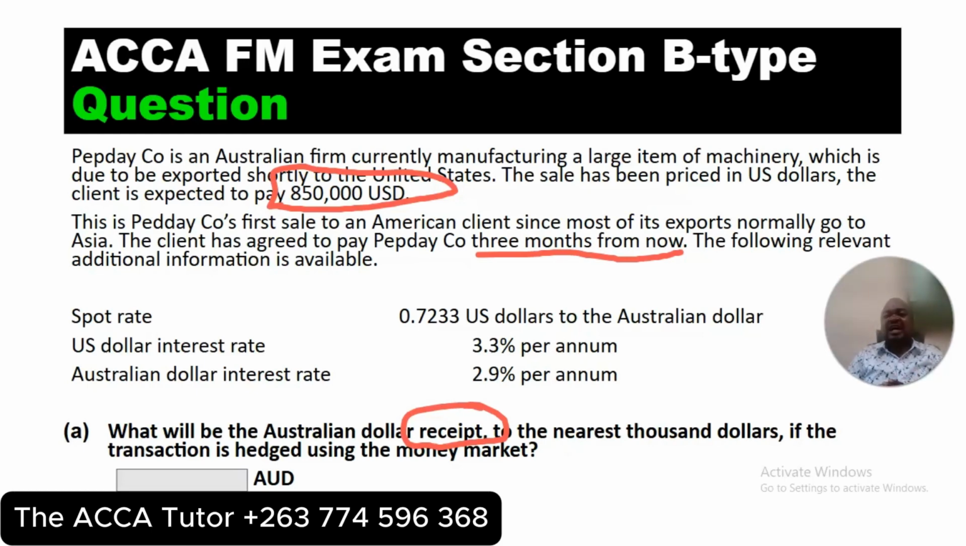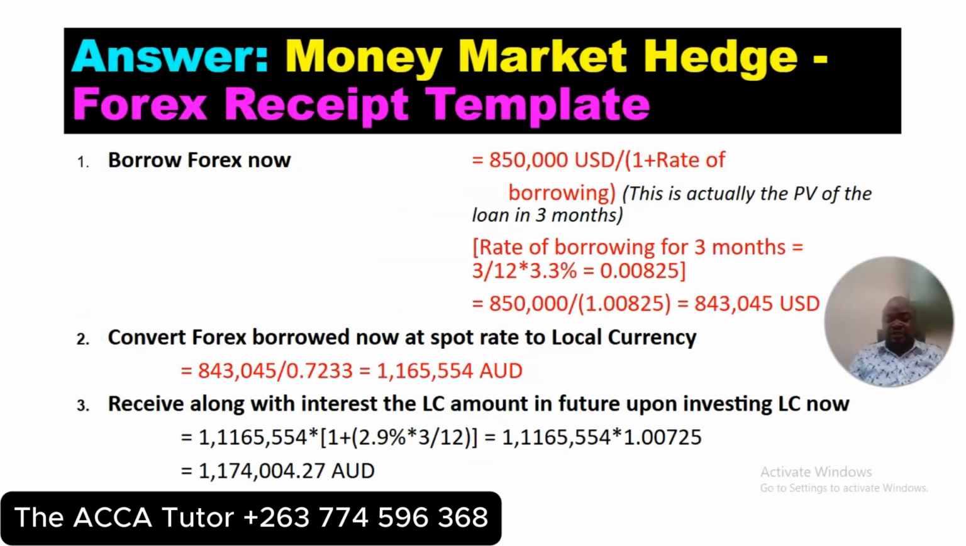There is a risk that by the time we are going to receive this amount, maybe the Australian dollar would have gone very, very far above. The exchange rate would have made the US dollar weaker, such that it will be valueless to receive that amount. All right, so we need to enter into some form of hedge, which is the money market hedge. All right, so the idea is, because this is a receipt, we need to borrow forex now.